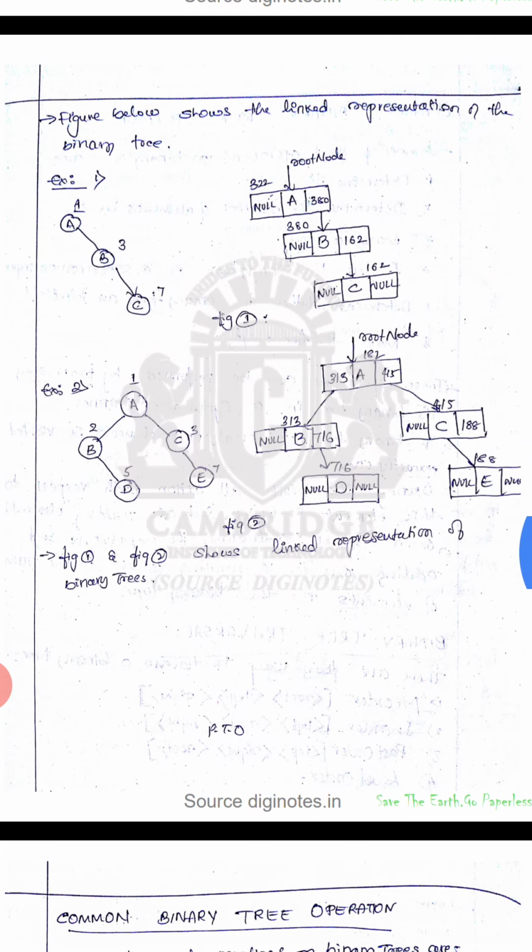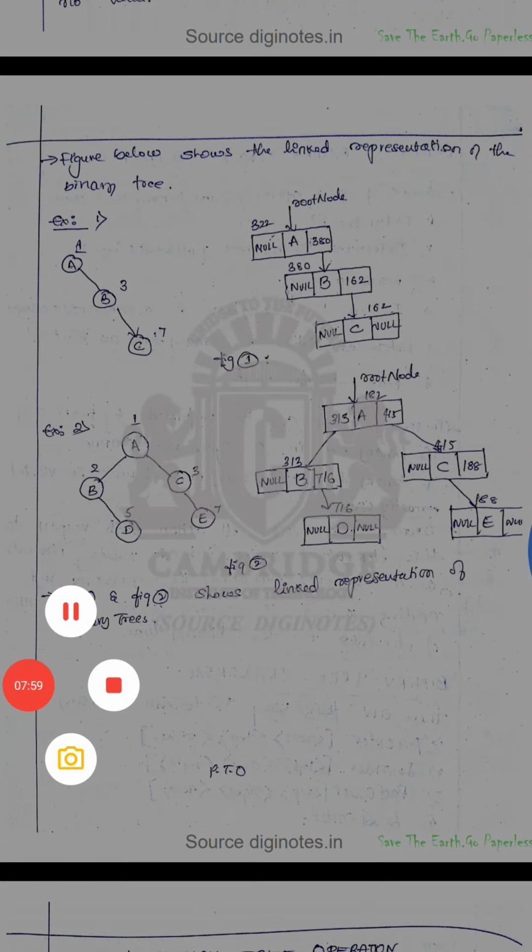Again in example 2, A will be divided into left and right, so A will be stored in the data field and the left link will have B's address, and the right link will have C's address. Again B is stored in the data field but B does not have a left link, so it is null, it has a right node, so it will have the address of D. D is the last node, it does not contain left as well as right, so both the address fields will have null. C and E are the same thing. So this is about linked representation.